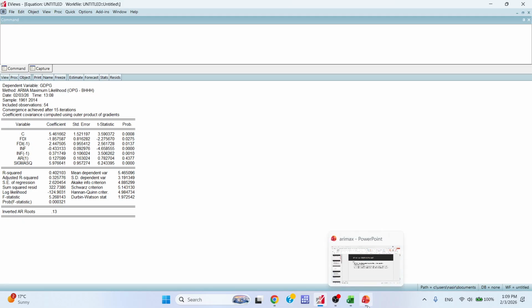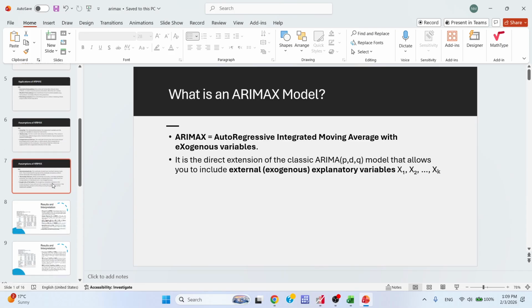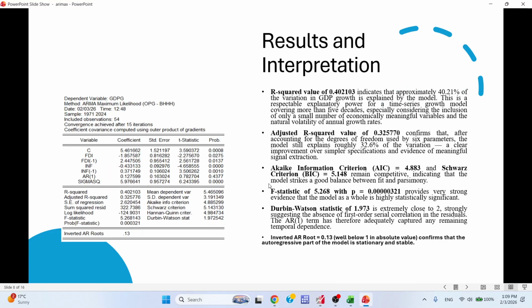Now we will go again to the PPT and try to interpret the results. First of all, we will explain the R-squared result. As you can see, the R-squared value is 0.40. R-squared explains how much variation in the dependent variable is due to our independent variables. It indicates that approximately 40.21% of the variation in GDP growth is explained by the model. This covers more than 5 decades, as my data set has 54 observations, so it includes more than 5 decades of data.